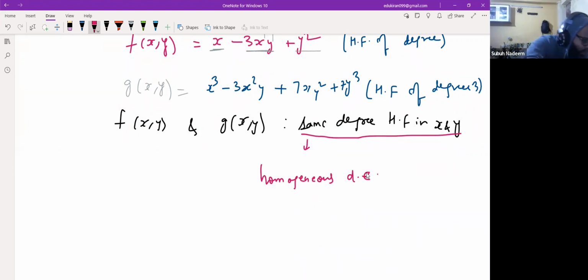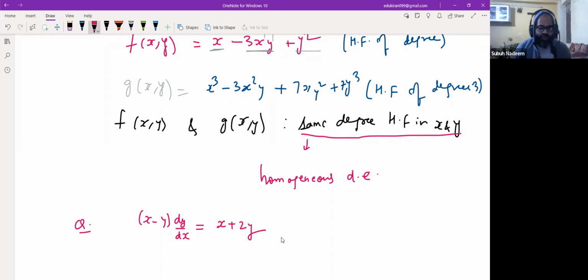If we take some example, suppose it says: show that (x minus y) dy by dx is equal to x plus 2y is homogeneous, and solve it.